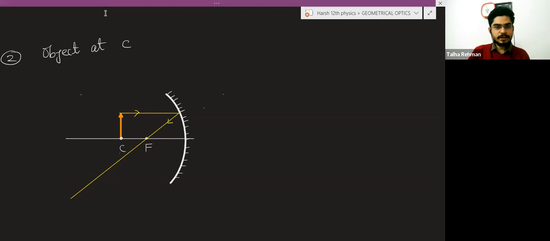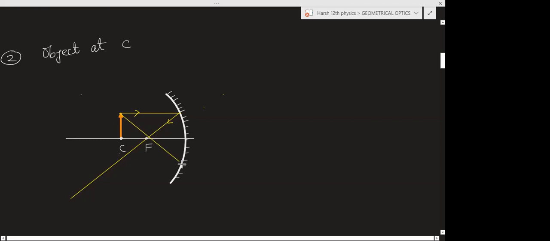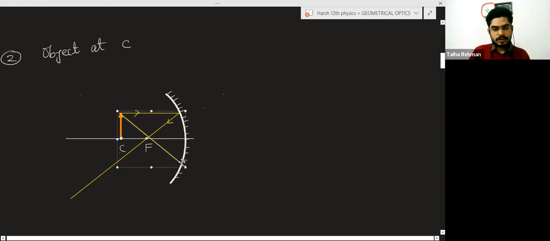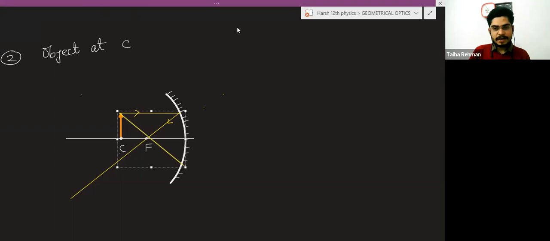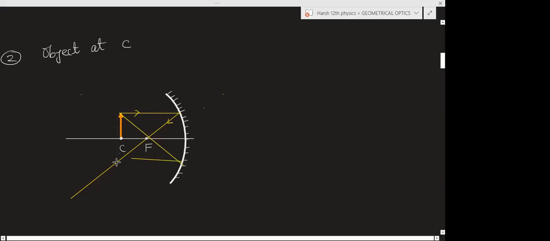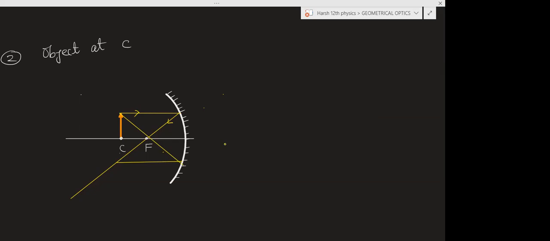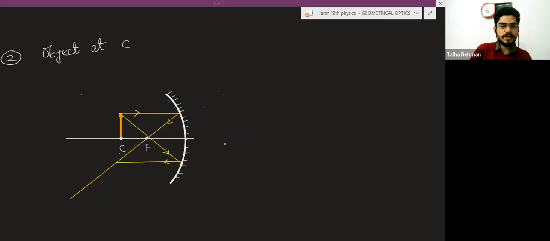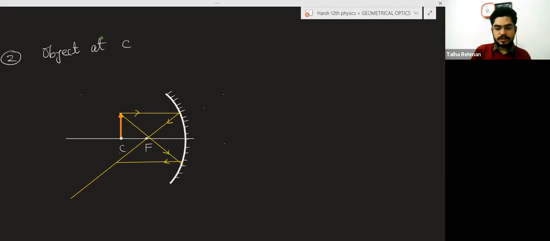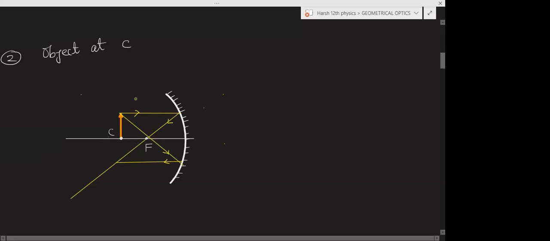Another ray of light, if it passes through the focus, gets reflected and becomes parallel to the principal axis. So here somewhere the image will form. It will be real and inverted. And here you will see the image will not be diminished. The image will be of the same size as the object.